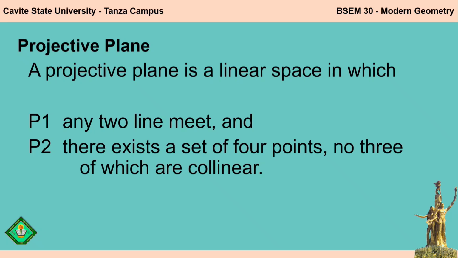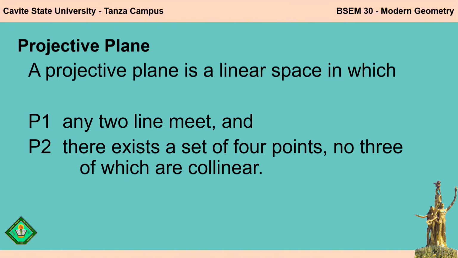Now let's have this projective plane. A projective plane is a linear space in which any two lines meet and there exists a set of 4 points, no 3 of which are collinear. So a projective plane is a special kind of geometric space where the usual rules of flat geometry are slightly bent to give us new useful properties. It's built on a linear space but adds two special rules.